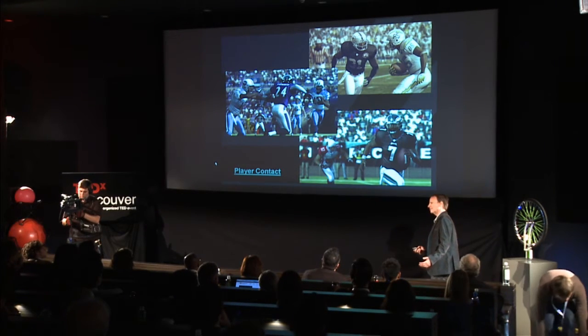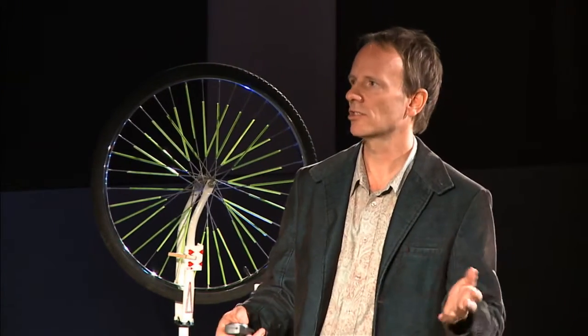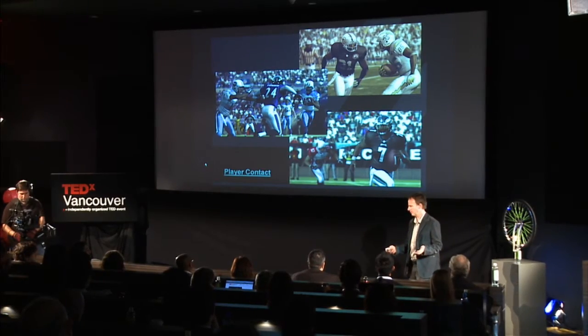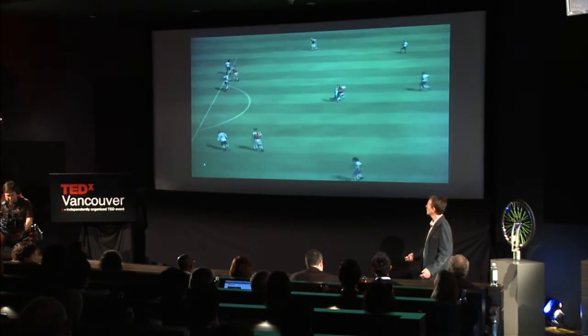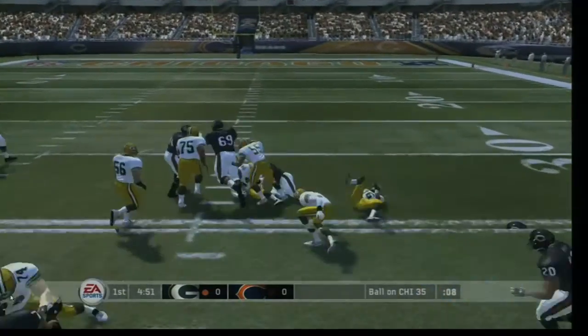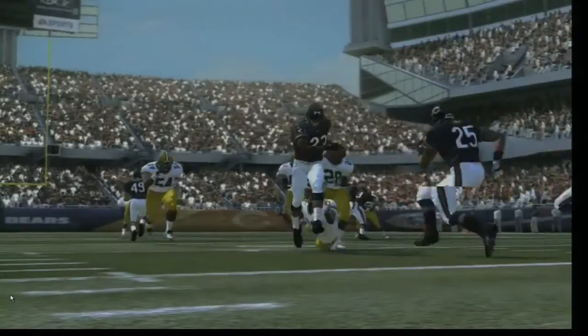So getting one character to move around realistically is pretty tough. Getting them to look realistic is tough. Getting them to move realistically is even harder. And getting multiple players to interact with each other and move realistically, that's even harder. And we're really just scratching the surface of what's possible there. But I'll give you an example of what we're doing already in some of our sports games. You can see these players interacting with each other and tumbling over each other and pushing each other in a very realistic way.